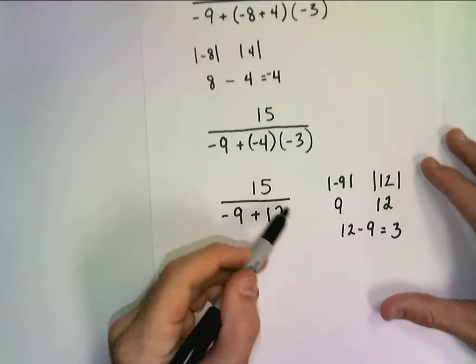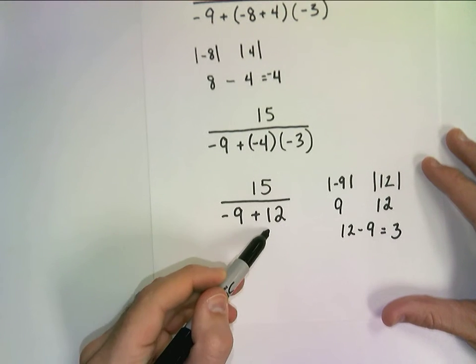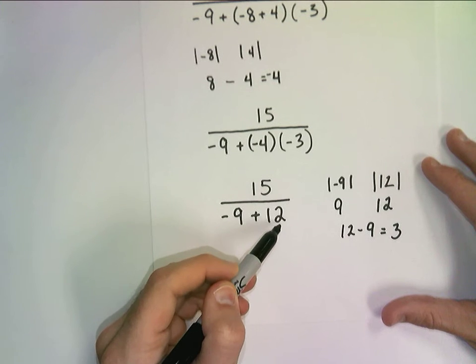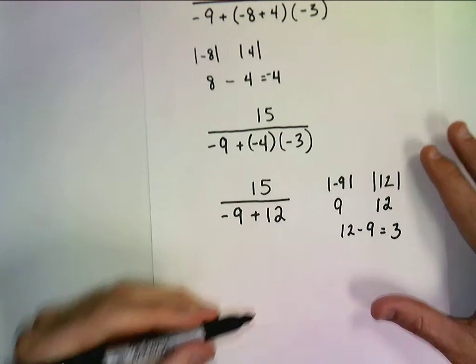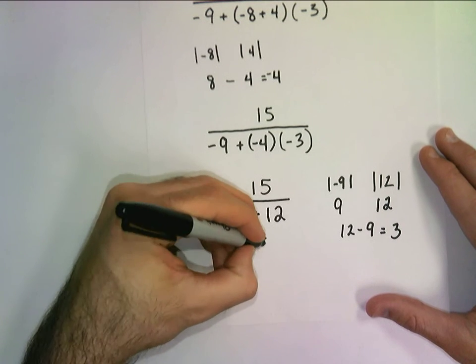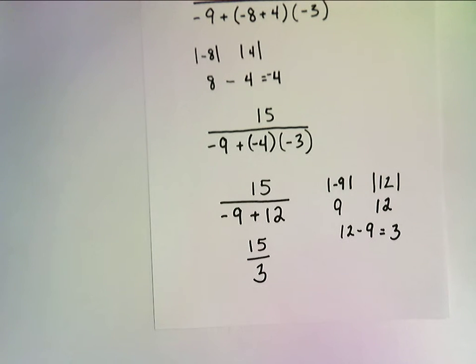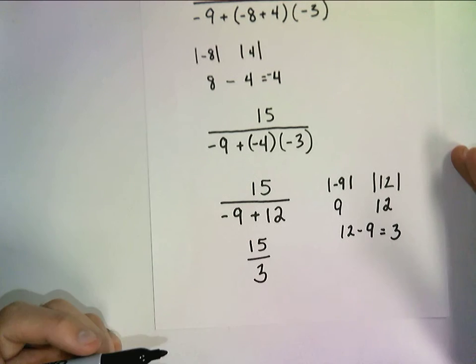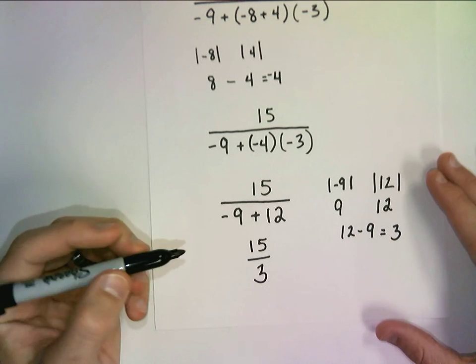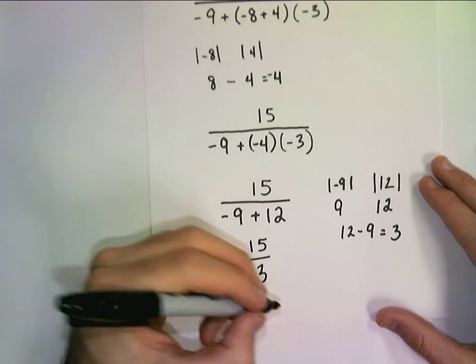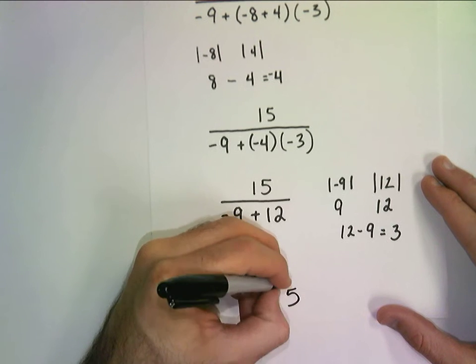Look back at the original problem. Are there more positives or more negatives? Well, there are more positives, so our answer stays positive, which would lead us to 15 divided by 3. And that's our last step in the process here. Positive divided by a positive, they have the same sign, so we'd end up with a positive answer, and that will be 5.